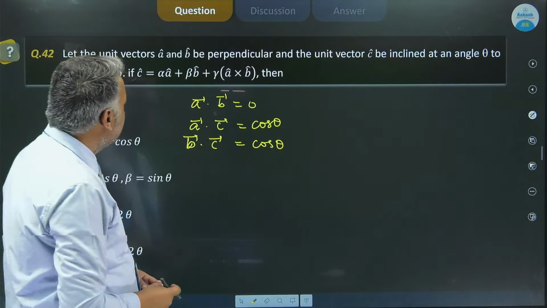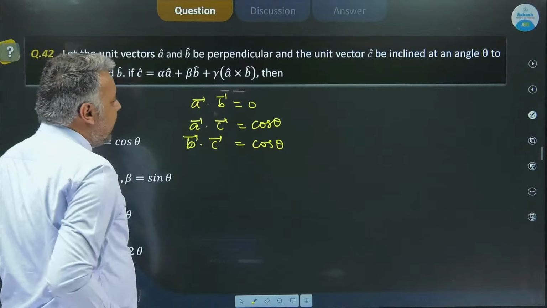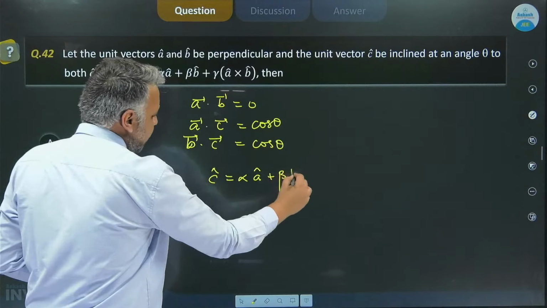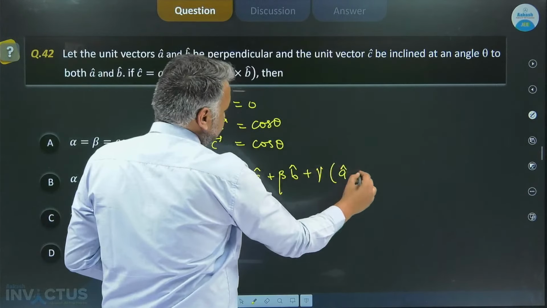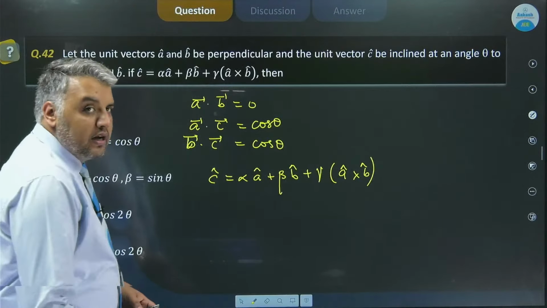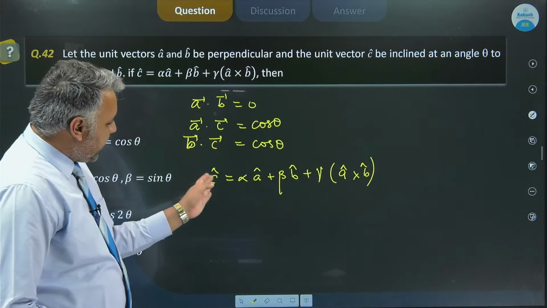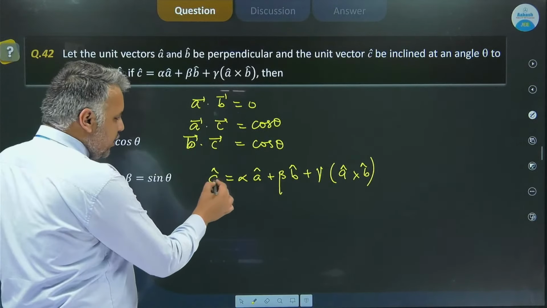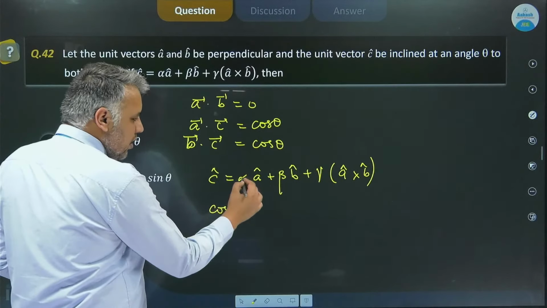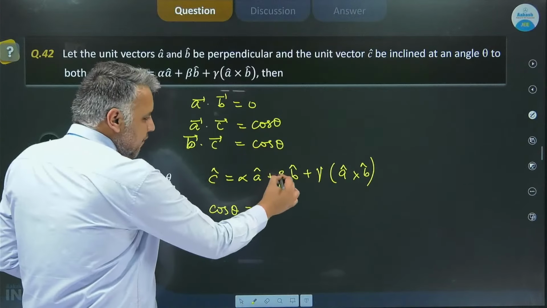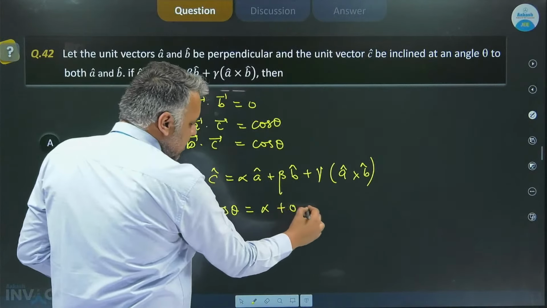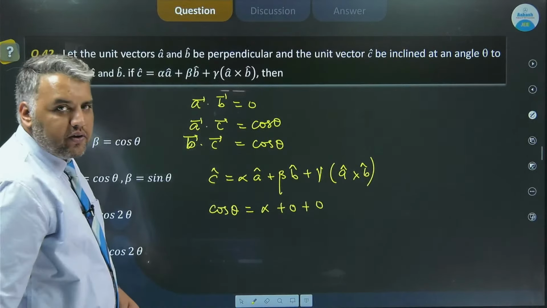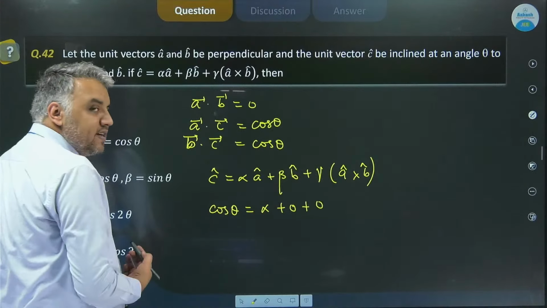We know this information. Now a relation is given between C, A, B and A cross B, that C cap is alpha A cap plus beta B cap plus gamma A cap cross B cap. Now if we take dot product on both the sides with A cap, we'll get A dot C, that means cos theta, will be equal to alpha A dot A, plus beta A dot B, that is 0, plus gamma A cross B dot A, again that will be 0, because obviously A cross B is perpendicular to A. So from here we can conclude alpha is cos theta.